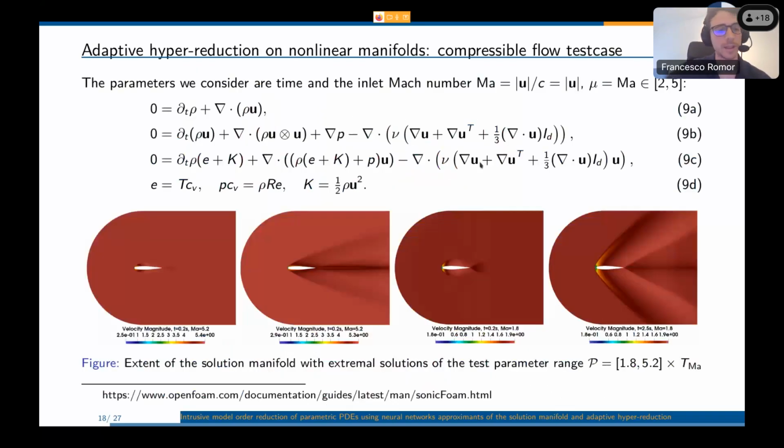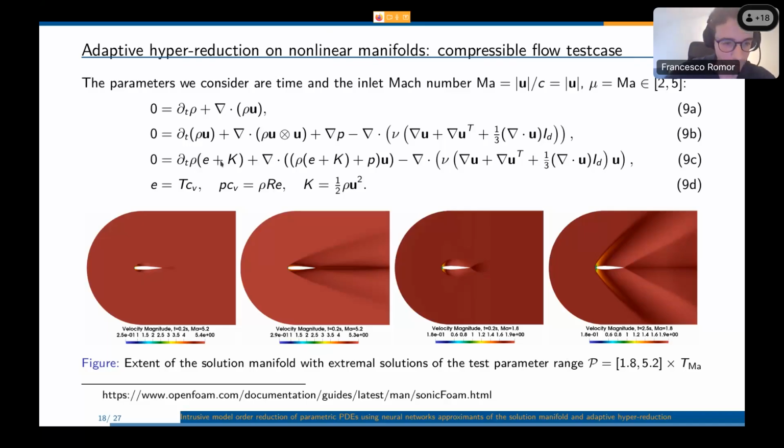And so the first test case I'm going to consider is a compressible flow past an airfoil. The parameters we consider here are time and the inlet Mach number. So we choose the molar mass of our gas such that the speed of sound is equal to 1. In this way, we can choose the Mach number as a parameter and set it as our inlet velocity, from 2 to 5 in the training range, and from 1.8 to 5.2 in our test range.